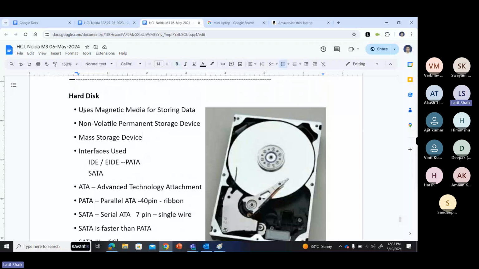What is this? It is a mass storage device. Hard disk and SSDs all come under mass storage devices, meaning we can store a huge amount of data.